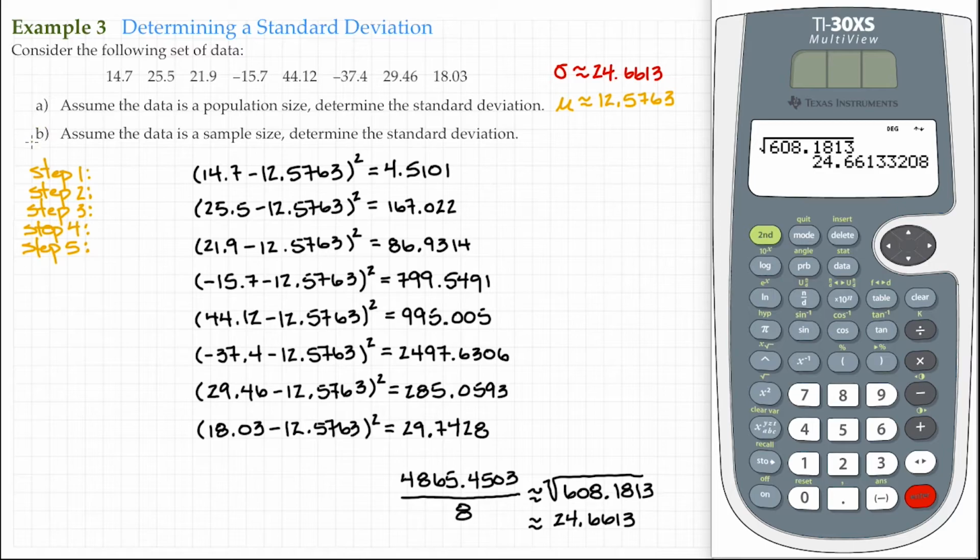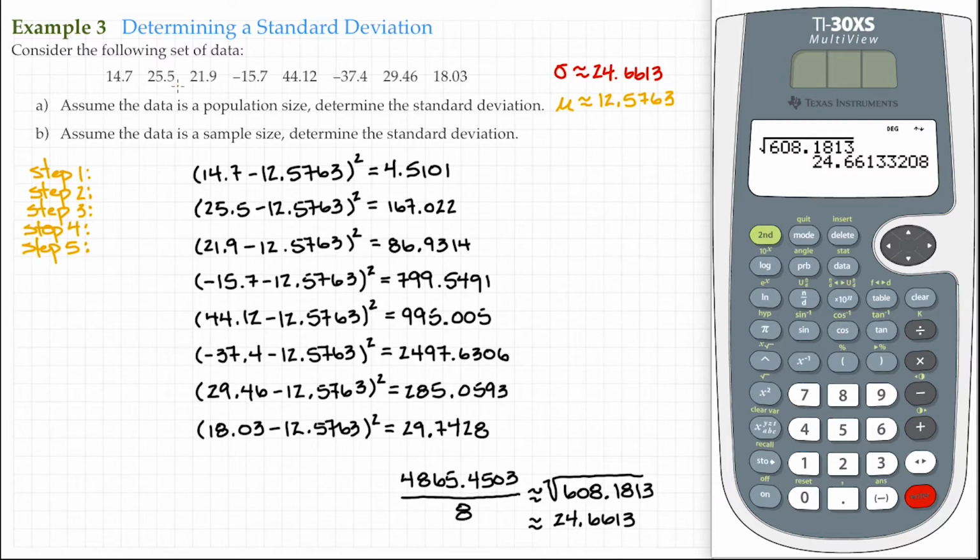Now for letter B, we have to assume the data is a sample size. Determine the standard deviation. So the process is almost identical. Step 1, determine what type of data set it is. Here it's telling us that it's a sample size. Step 2, we go ahead and find the mean. The mean is calculated the same way. We go ahead and add all these up and divide by how many there are.